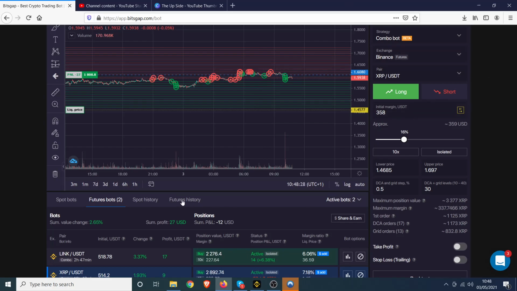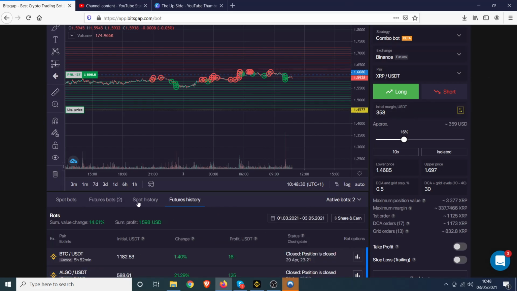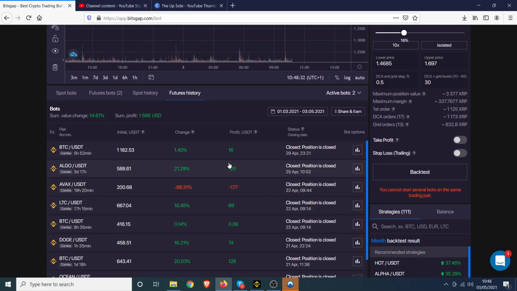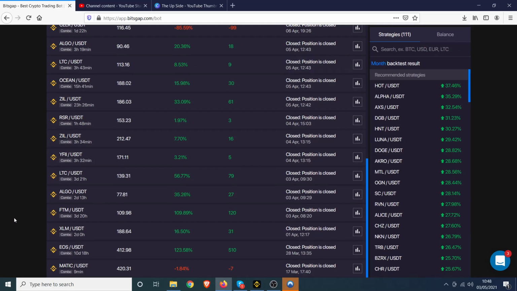So let me just show you my futures history since I've had this going on. I've been going since about mid-March, and I've had a decent degree of success. Each one of these bots, obviously in the green, is trades that I've made and trades that I've won. But I have been wrecked on some of them. Look, I lost on my very first trade here. I lost $7 on it.